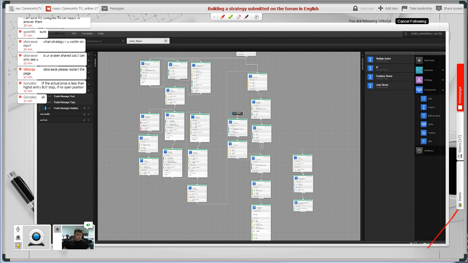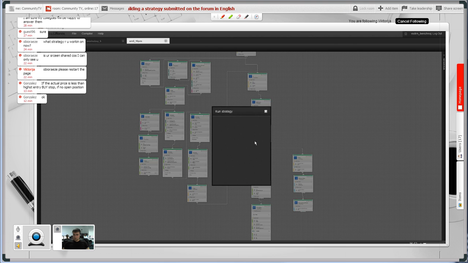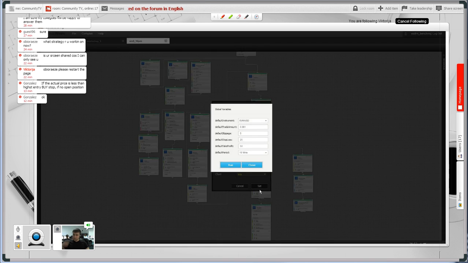I already have our testing engine started. We just go to testing. Historical we will use last week. Here we set our default amount, slippage. We don't use slippage here, but stop loss and take profit are important. Let's make them 10 pips.